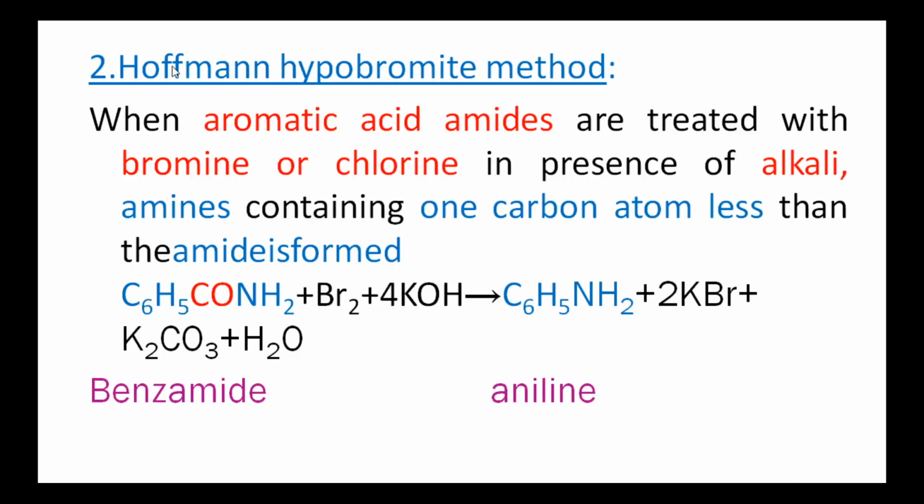Next, second method, Hoffman hypobromide method. In this, aromatic acetamides are treated with bromine or chlorine in the presence of alkali. Then amines containing one carbon less than the amide are formed. So this is also known as the Hoffman hypobromide reaction or Hoffman degradation method. This is also given by aliphatic amines.